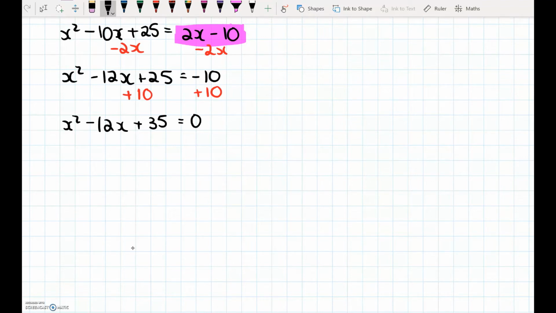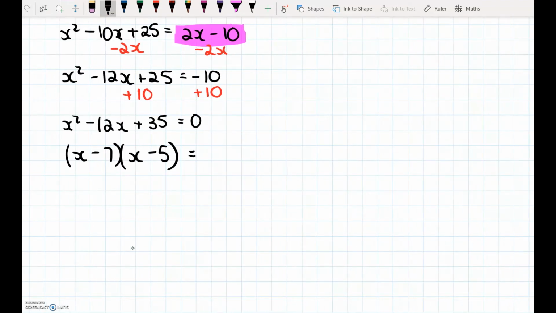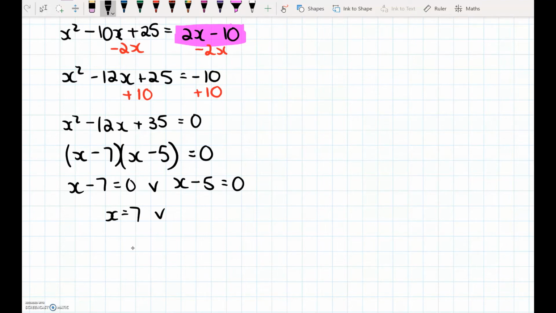Okay, so two negative numbers that multiply to give 35 and add to give negative 12, well, it's 7 and 5. Okay, so we know we have x minus 7, x minus 5. Use a table if you're not sure. Is equal to 0. Alright, this is now easy. We've got a times b equals 0. So x minus 7 equals 0, or x minus 5 equals 0. X equals 7, or x equals 5, and we're done.